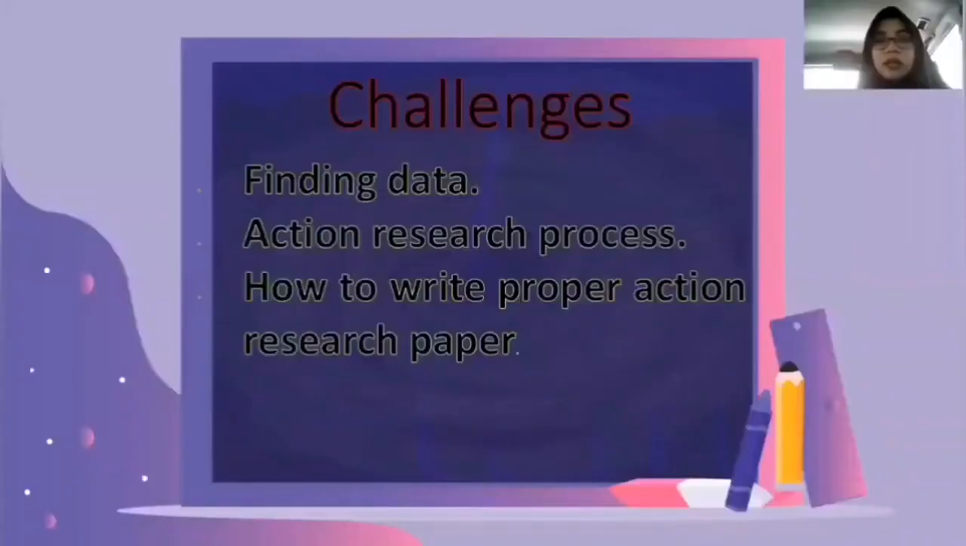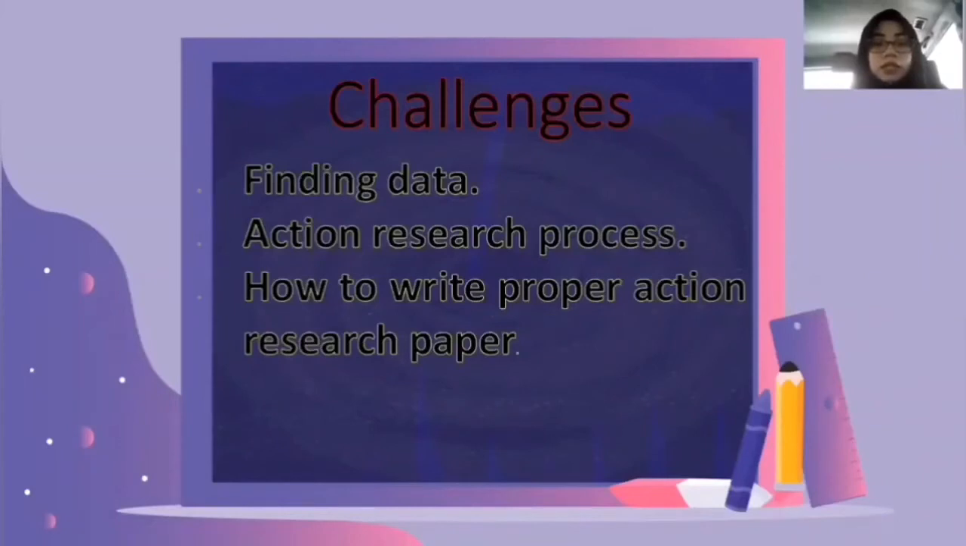All right, for the challenges that I faced while conducting this action research, the first thing was finding data. Because we could not conduct this research in schools, I had no data for my research, and in order to support my claims, I had to rely on past research. Most of the past research was journals based on the usage of the gallery walk and how its implementation affects the students in the classroom.